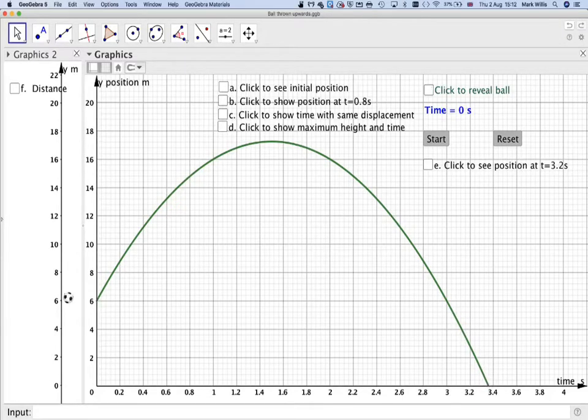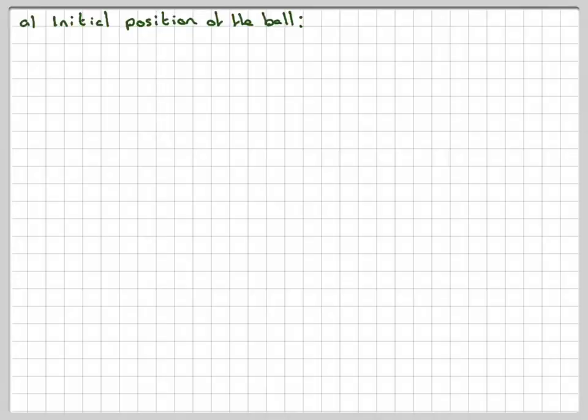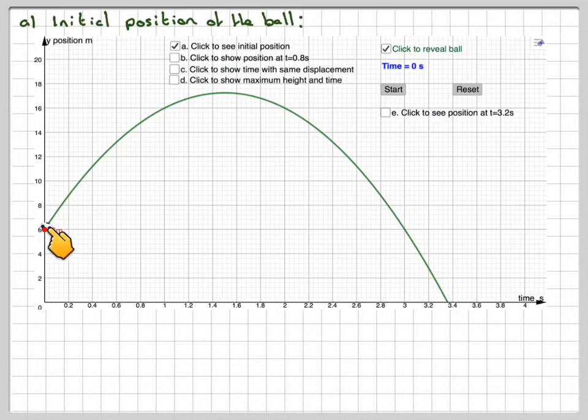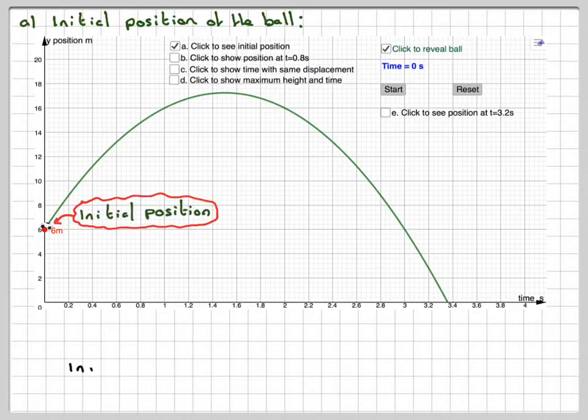Okay, so let's have a look. So the initial position of the ball is given by this point here, about 6 meters will be the initial position. This is where the start, so the height of the building is actually 6 meters. So on your graph, you should annotate that, write down 6 meters, and that the initial position is there. Therefore, the initial position is 6 meters.